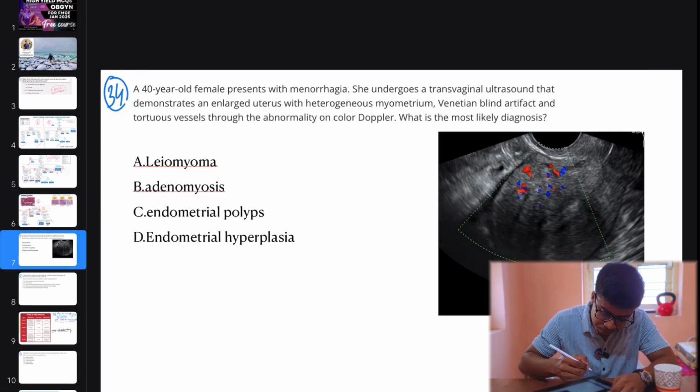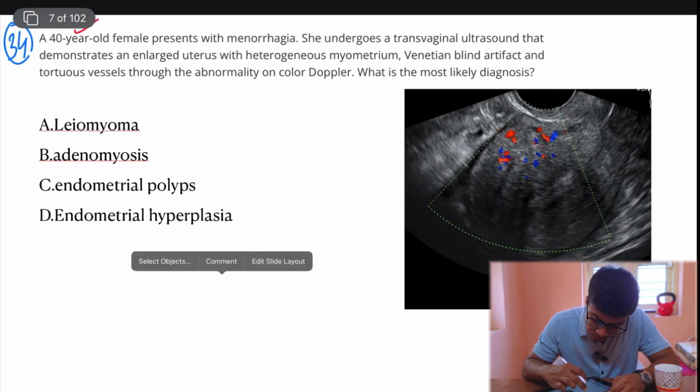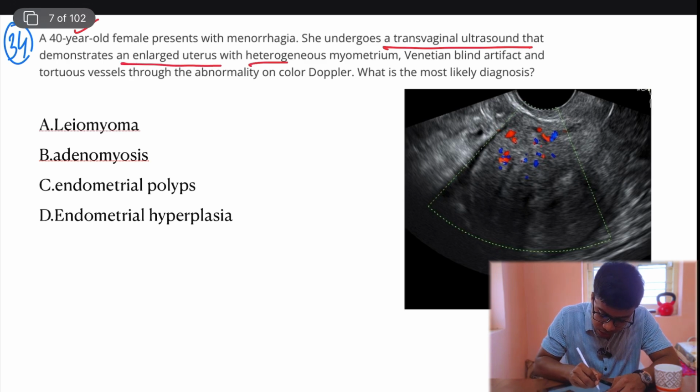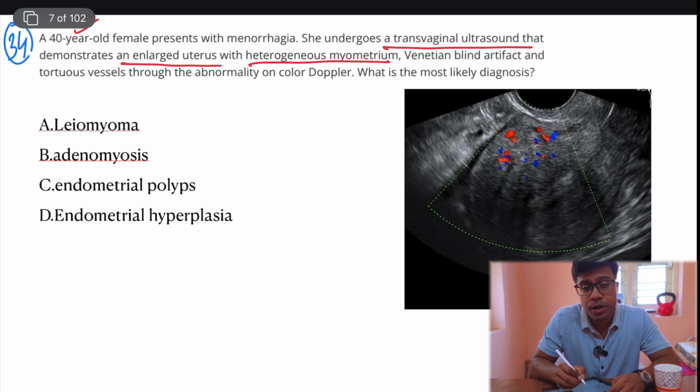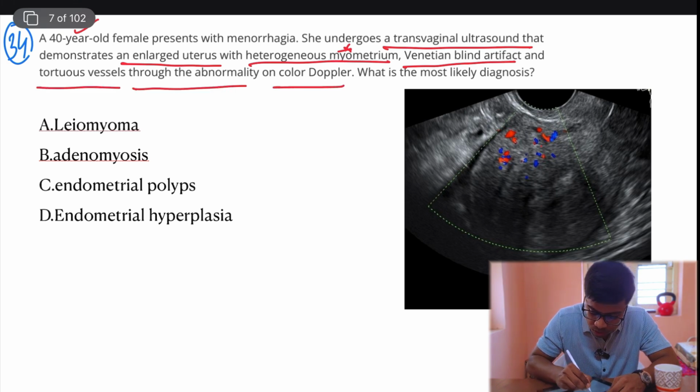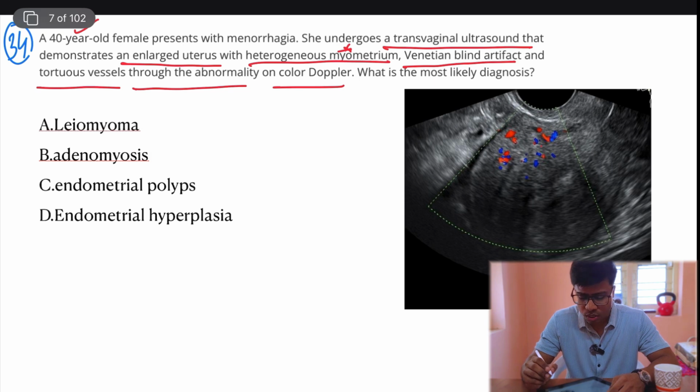Now coming to the question: a 40-year-old female presents with menorrhagia. She undergoes a transvaginal ultrasound that demonstrated an enlarged uterus with heterogeneous myometrium. They are saying not endometrium. So first, the history clincher, then Venetian blind artifacts, that's important, and tortuous vessel abnormalities on color Doppler. What is the most likely diagnosis?